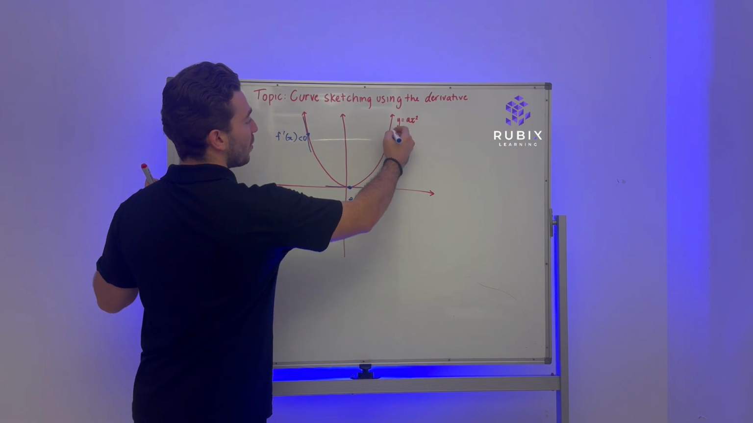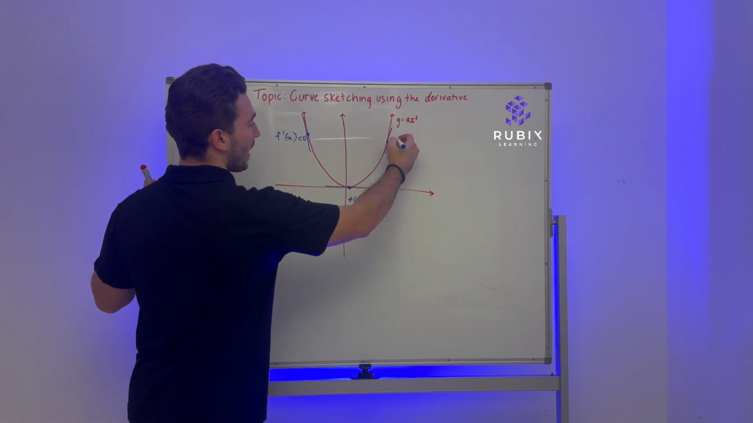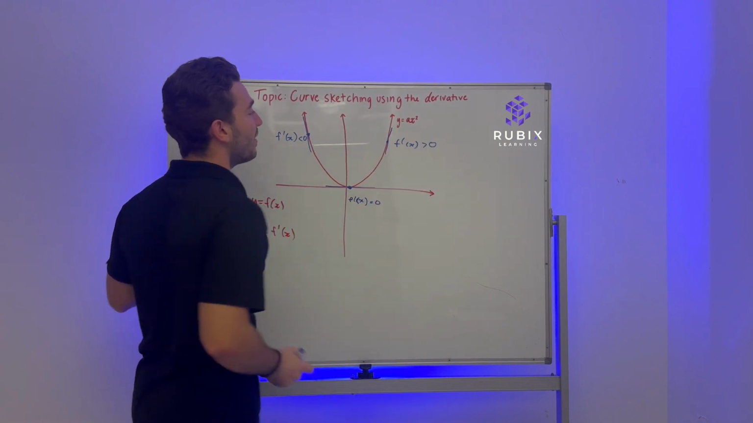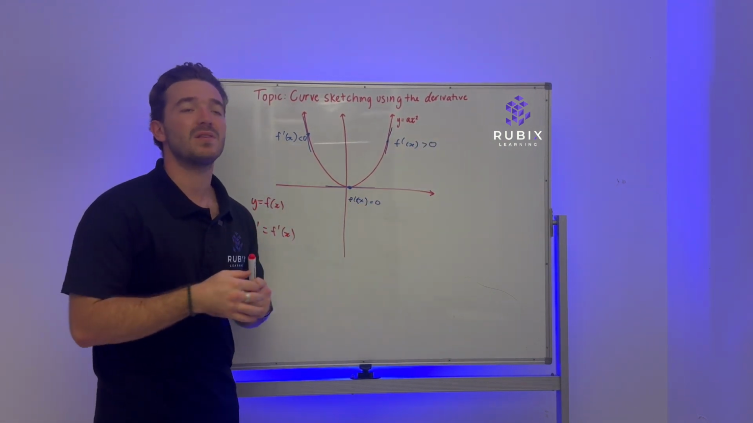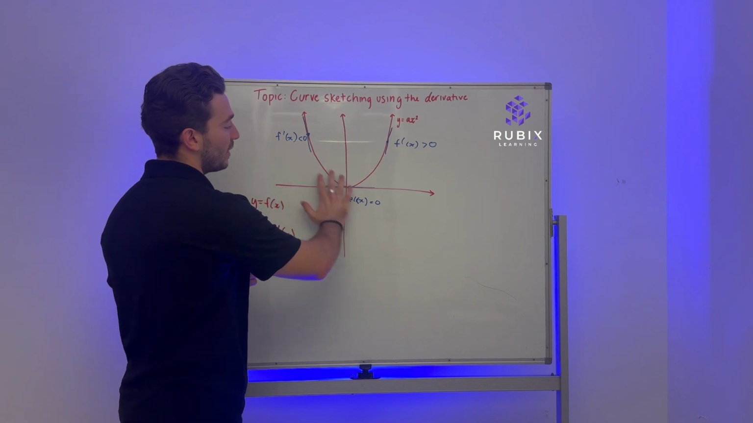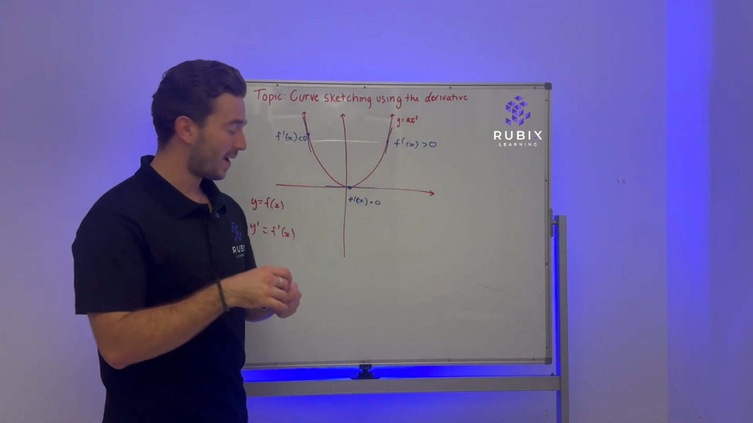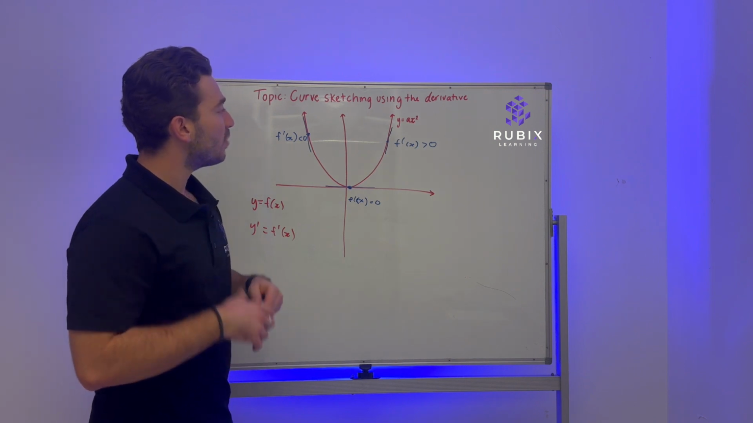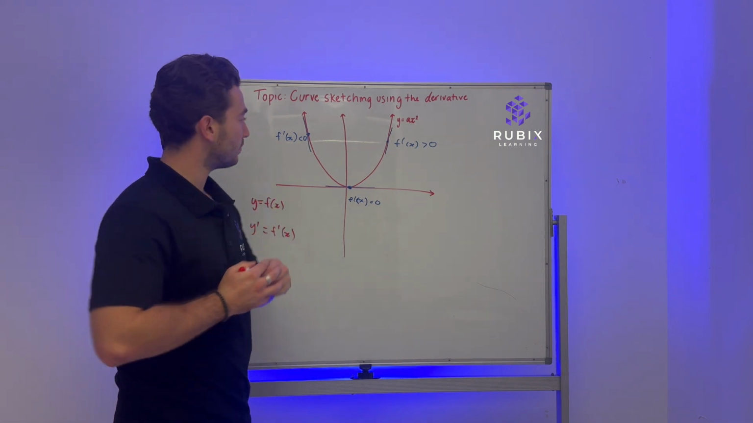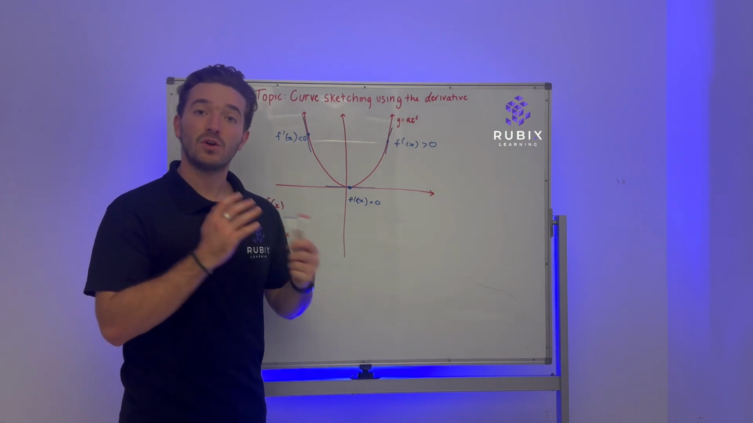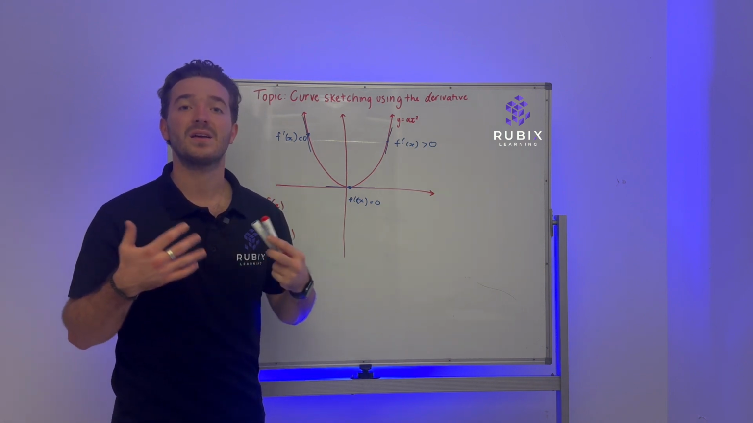Let's look at this point over here. We have a positive gradient, so we can say f'(x) is greater than 0. So what happens in a parabola? We start with a negative gradient, the gradient becomes 0, and then we have our positive gradient. So there's a new terminology. This brings us to the idea of increasing, decreasing, and stationary.